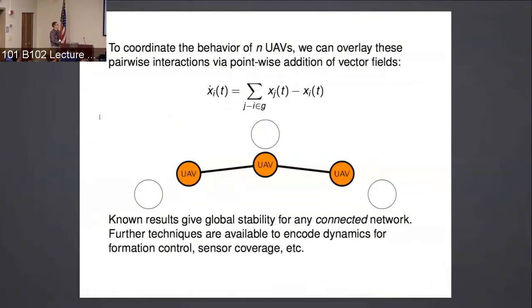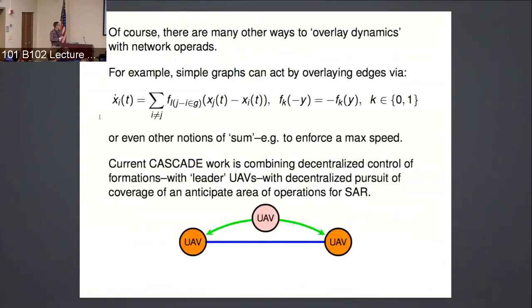Basically, for instance, you get global stability for any connected network with these dynamics, and there are further techniques available from people who thought about these kinds of control problems, for controlling formation, trying to maximize sensor coverage and that sort of thing. Our perspective is that there are many ways to overlay dynamics with network operads, and we're going to try to find the ones that fit our problem as best we can.